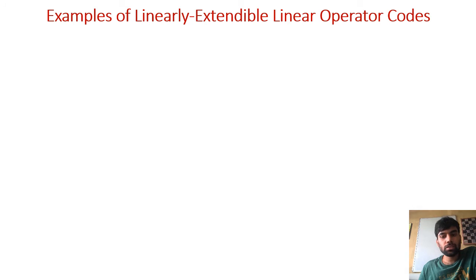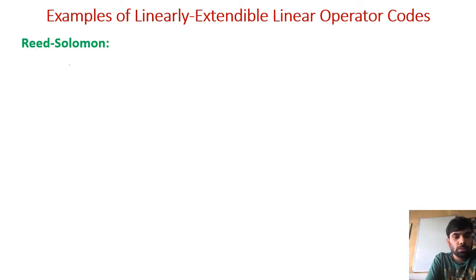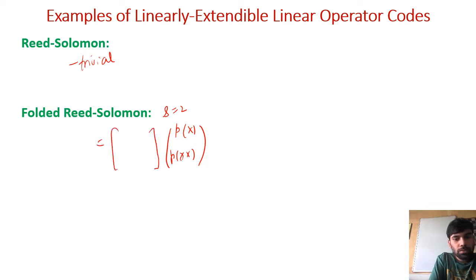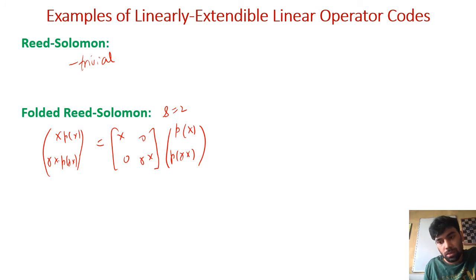So let's see this definition in action on the previous code families. Well, for the Reed-Solomon codes, this is kind of trivial since there is only one linear operator, and that's the identity operator. For the folded Reed-Solomon codes, let's take the folding parameter to be 2 to get a better sense of what is going on. All we are saying is that if we look at the vector p(x) and p(γx), which is what script L applied to P would look like, then there is a matrix which we can write, which would give us script L applied to x times p(x), which is just x·p(x) and γx·p(γx). And notice that this is actually a diagonal matrix, with just x and γx on the diagonal. So yes, these codes are indeed linearly extendable, and this works for any s.